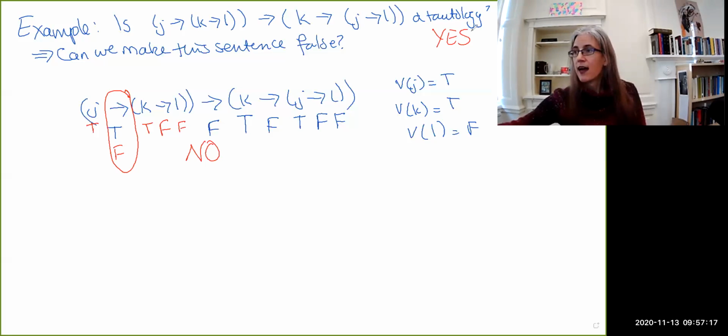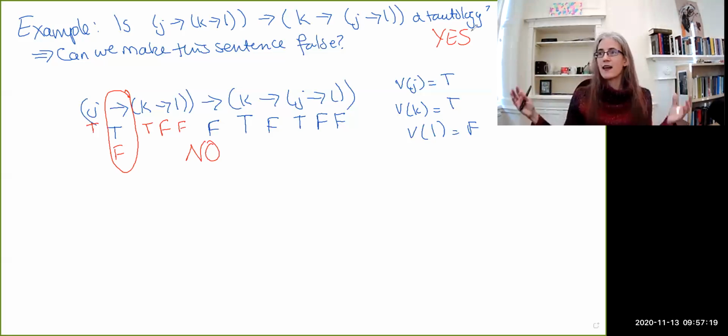Yes. And you might begin to think, well, is it ever possible to make a sentence false? Everything that we look at seems to be a tautology. Let's try one more just so that you can see what it would look like when you don't end up with a contradiction.